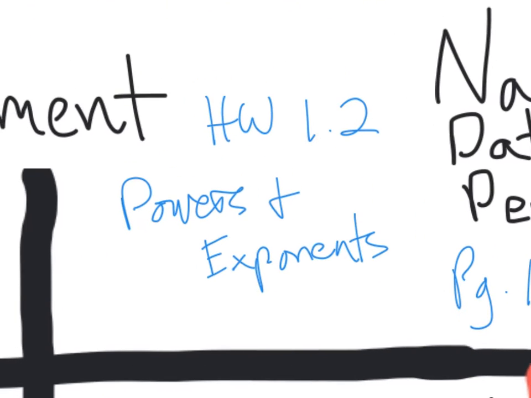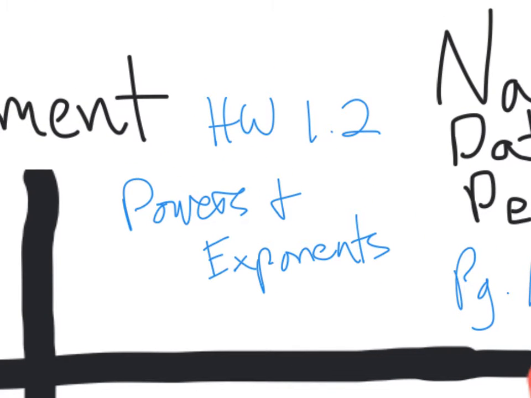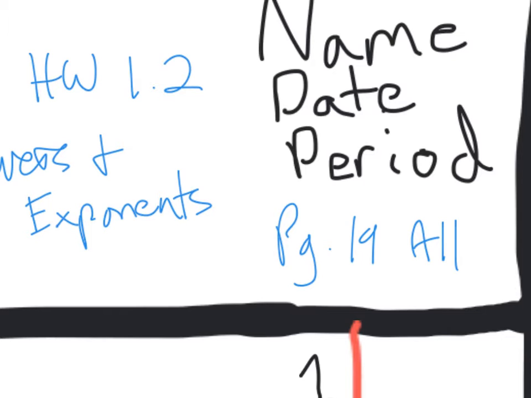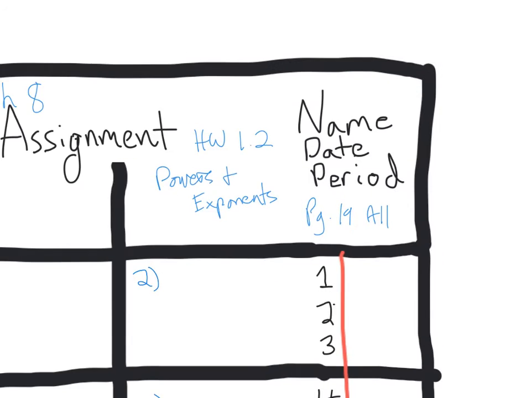Today's assignment for homework was 1.2, powers and exponents, found on page 19, all. I'm going to work through a few examples from your homework set, and hopefully you remember your notes and you're using them to help you on this homework assignment in addition to this video. Let's go ahead and start out with number 1.